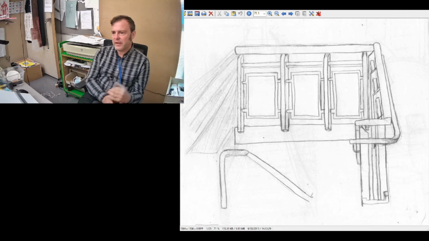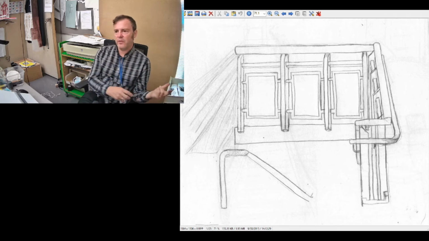Not in terms of rendering. Rendering is how we make things look real, but in terms of designing. You understand the difference there? Really crucial difference.